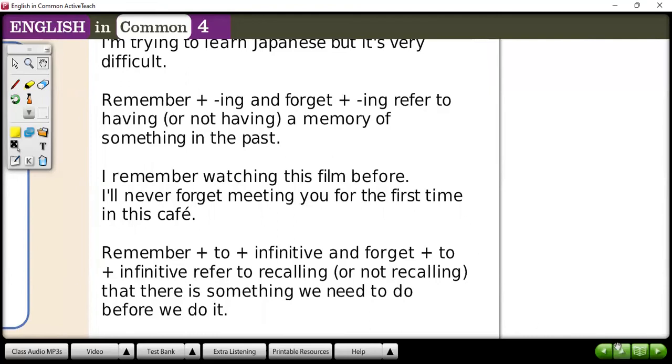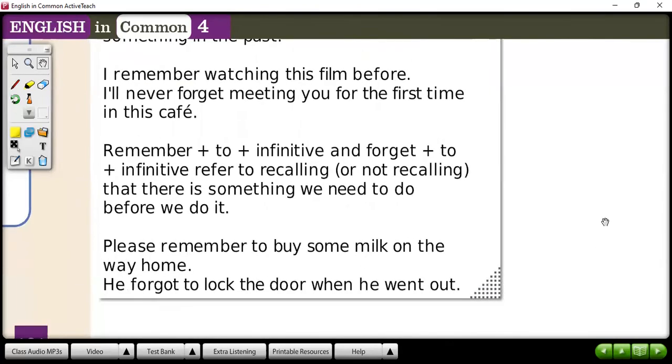Okay, but when we use remember or the verb forget with the preposition to, it refers to recalling or not recalling that there is something we need to do before we do it. Okay? For example, please remember to buy some milk on the way home. I want to recall this, okay? That we need to do this, that actually you need to buy milk before you go home, okay?